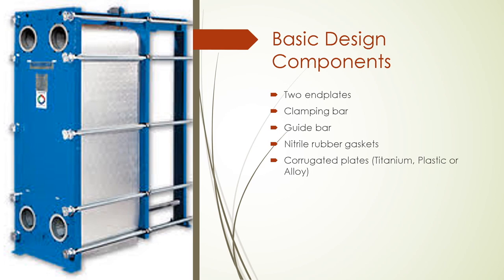The clamping bar is used to compress the corrugated plates between the two end plates, and there's a guide bar located on top to help for proper alignment. And on each corrugated plate are nitrile rubber gaskets, which help direct flow.